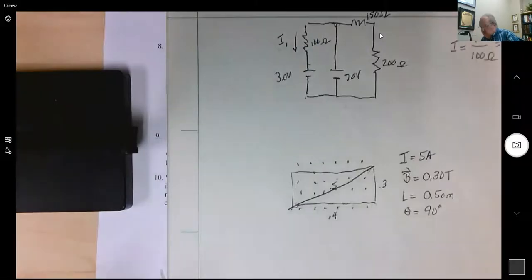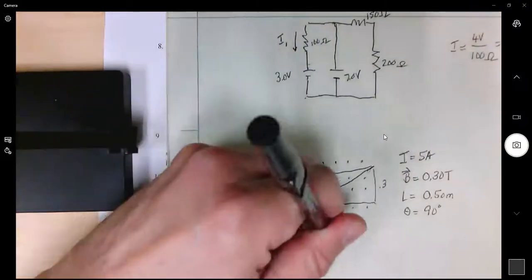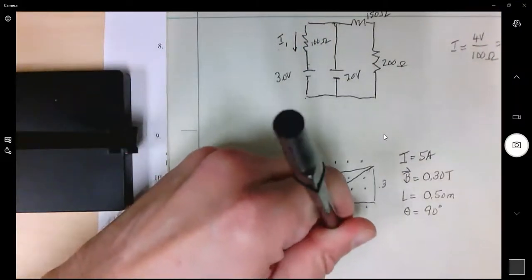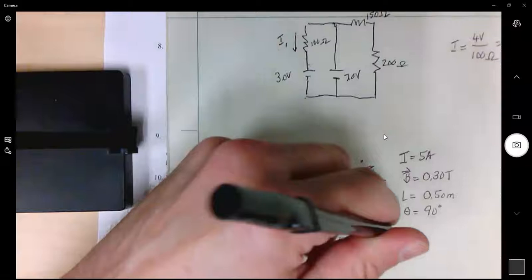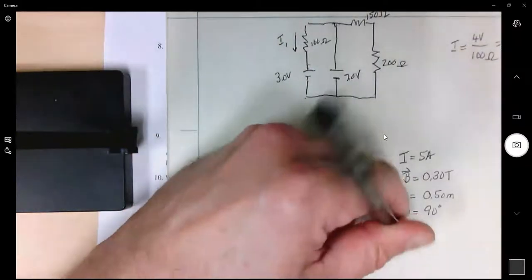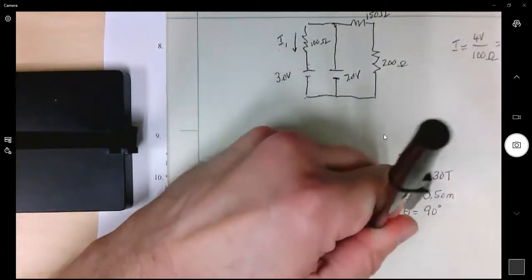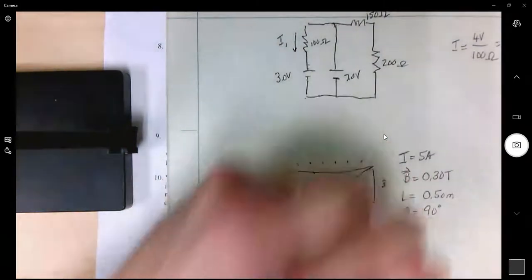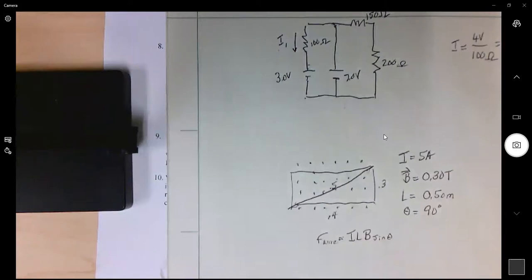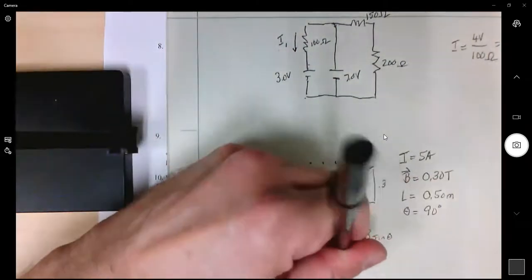So we know that for the current carrying wire, the force on the wire is going to equal I times the length of the wire times the magnetic field times sine theta. Since the field is coming vertically out, sine theta again is sine 90 degrees.